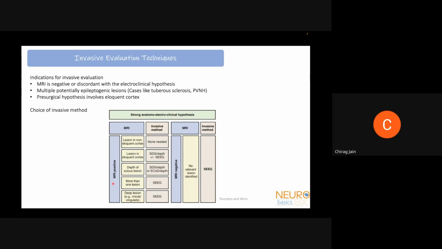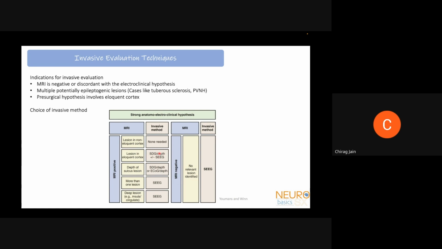if the patient is MRI positive, you have some sort of a hypothesis. If the lesion is in a non-eloquent cortex, then you don't need anything more. Everything is sorted out for you. The patient is a safe candidate for surgery, and you can proceed. But if the lesion is in an eloquent cortex, the first choice would be to do a subdural grid, and we will discuss why later.